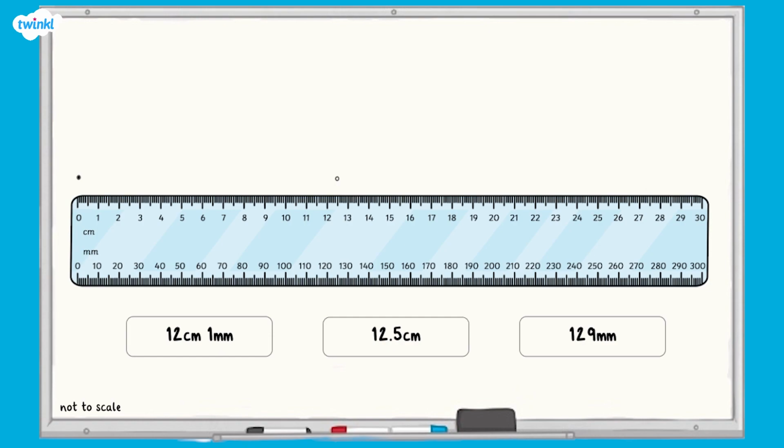Now it's your turn. Once the line has been drawn between these two dots on the screen, use the ruler to identify the closest measurement of the line. Try to be as accurate as you can whilst reading the intervals on the ruler. You can pause the video once the line has been drawn to work out your answer.